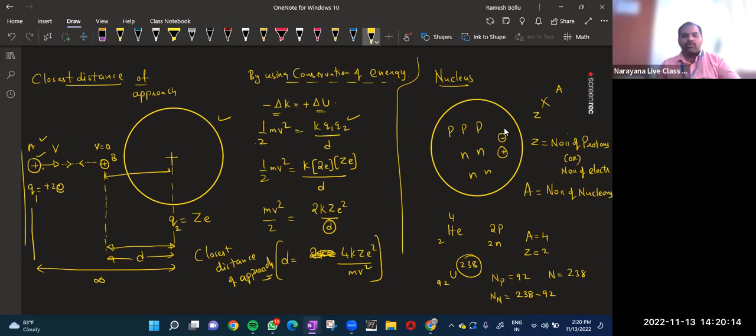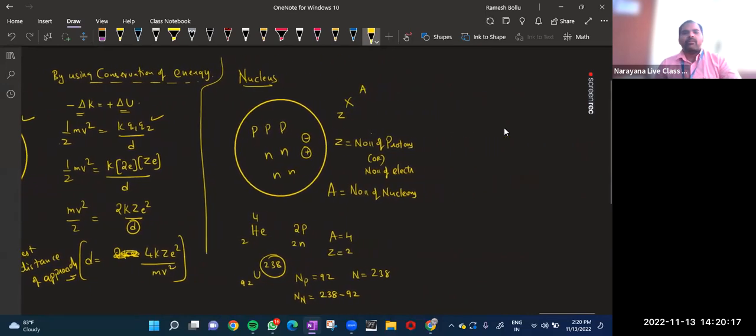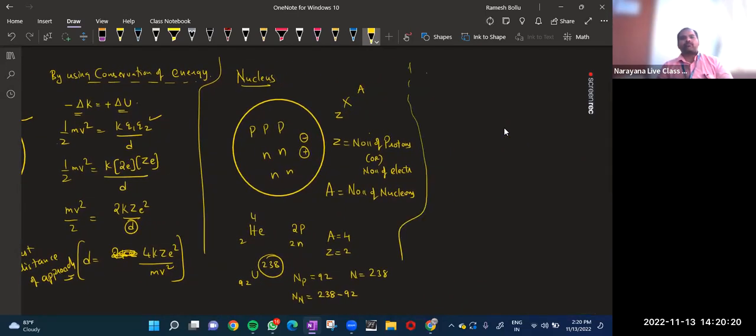Is my point clear? So let me introduce the next category. Types of nucleus. What is the first type of nucleus? Isotope. The name itself tells it. Iso means what? Same. Tope means what? Proton. I mean the nuclei which have the same number of protons, meaning same atomic number only. This kind of nucleus has the same atomic number but different mass number.